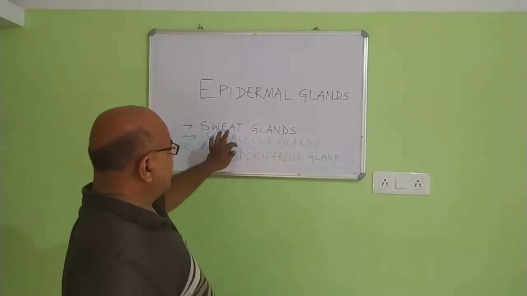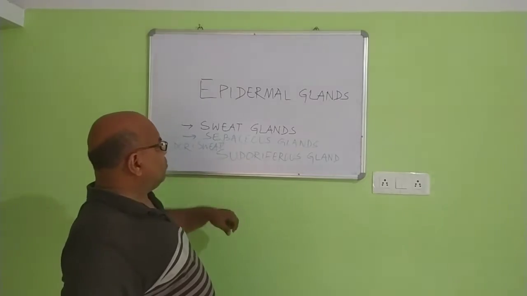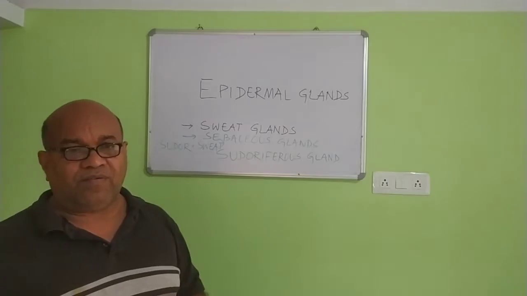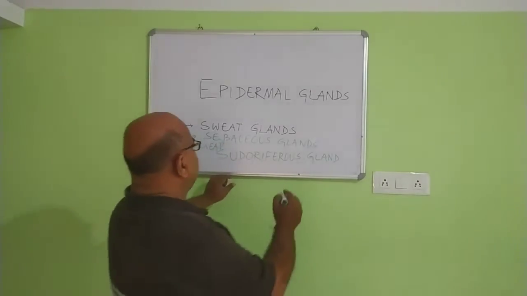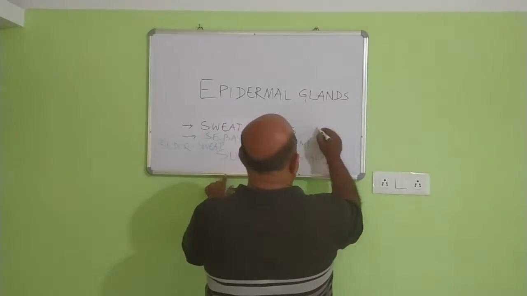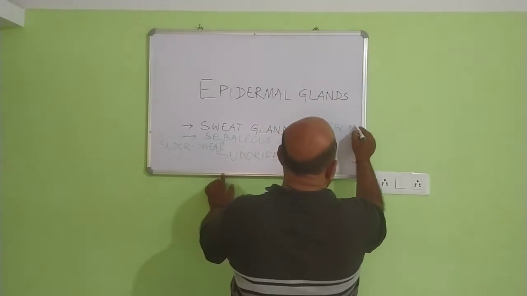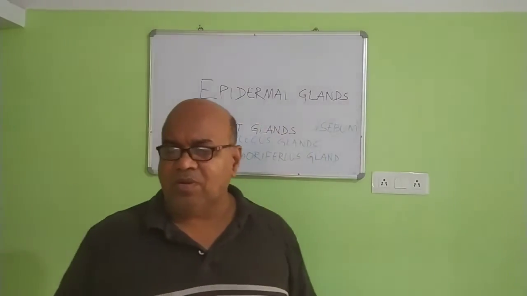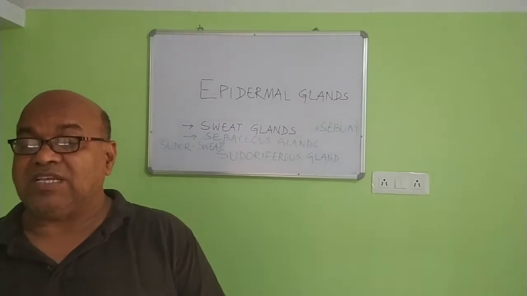Sebaceous glands are like the sweat glands, but in comparison, the sebaceous gland secretes one viscous type of body fluid, and that is called sebum. Sebaceous glands secrete one type of secretion, greasy by nature, called sebum. Due to secreting sebum, the gland is known as a sebaceous gland.